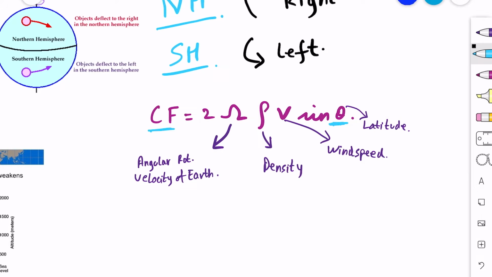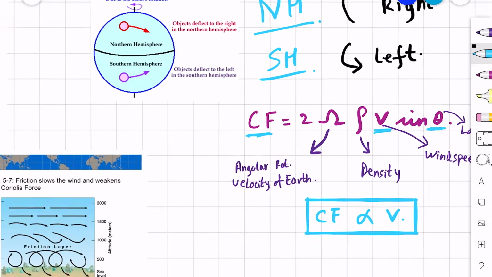Now another thing we can derive from this formula is that the wind speed is also directly proportional to Coriolis force. So as the wind speed increases, the Coriolis force acting will also increase. And if the wind speed decreases, the Coriolis force will decrease.